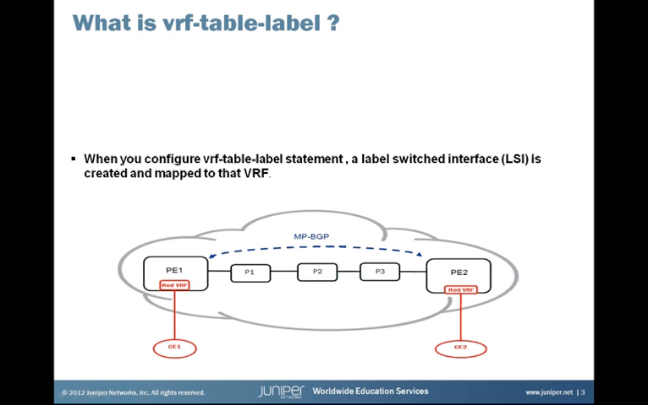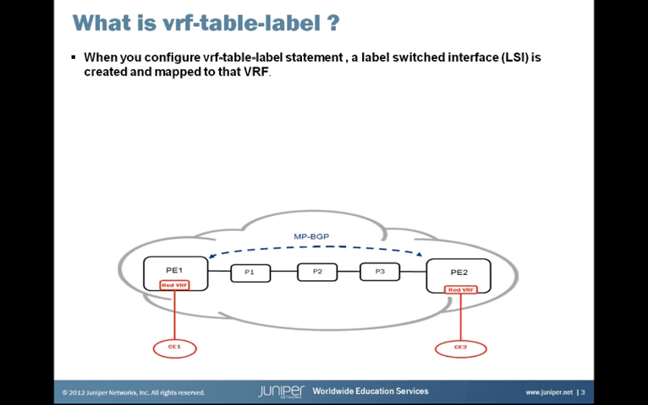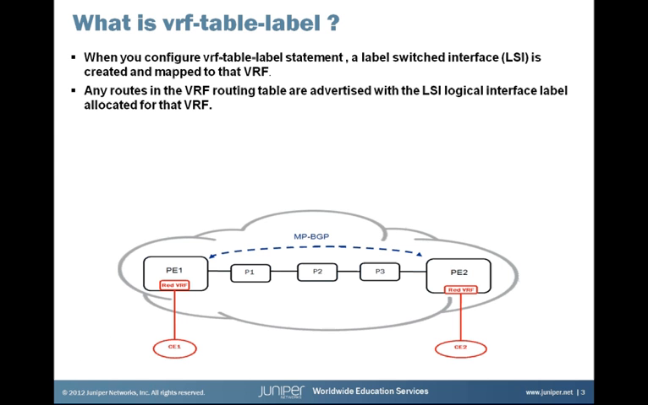In other words, when you configure the VRF table label statement, a label switched interface, LSI, is created and mapped to that VRF, and any routes in the VRF routing table are advertised with the LSI logical interface label allocated for that VRF.